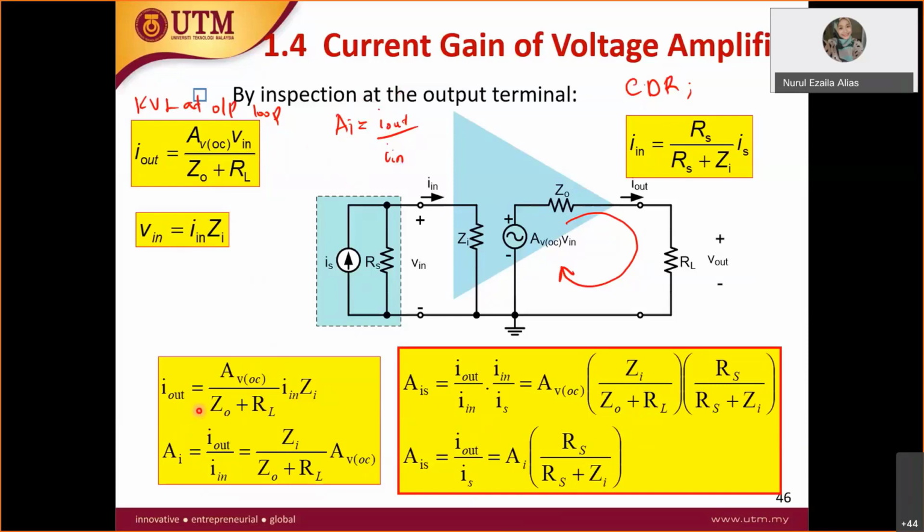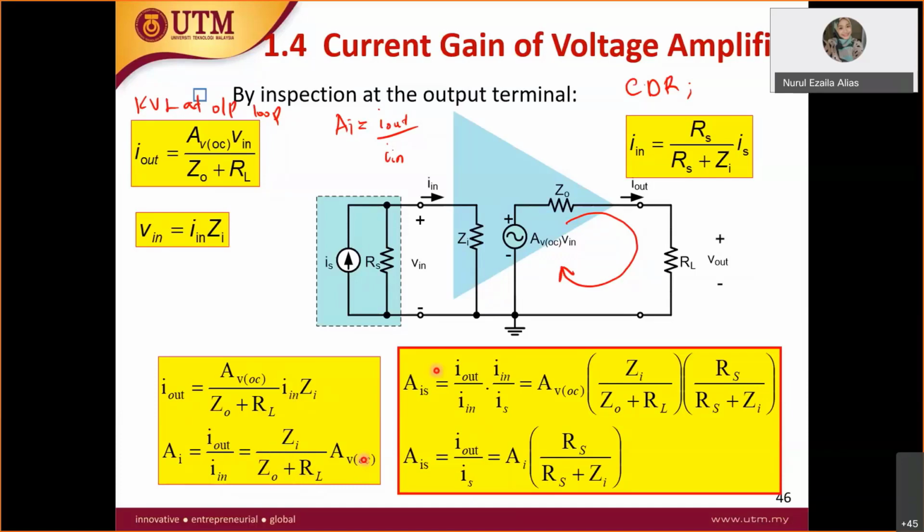You rearrange the equation. This part is AVOC over Z out plus RL, and this part is your V in, which is replaced by this portion. You take this I in and move it down. So I out over I in, the current gain, equals Z in over Z out plus RL times AVOC. So these are all the formulas.